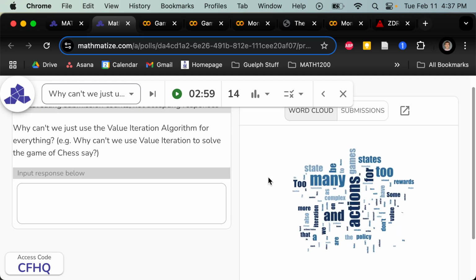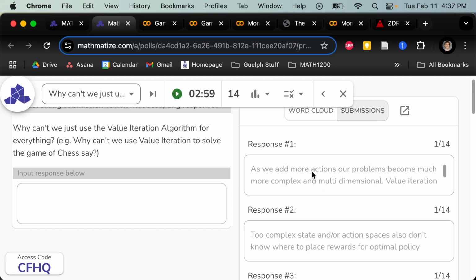All right. Ooh, this is a good word cloud. We got a couple twos. We got actions in big letters. Many. Very nice. Okay, let's see what the individual things are. As we add more actions, our problems become much more complex and multidimensional. Value iteration may become too slow.